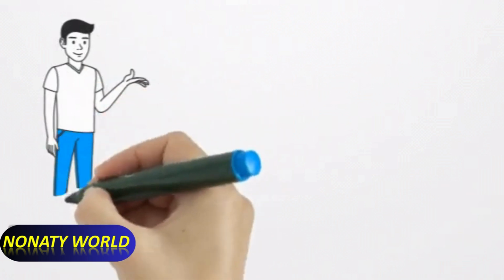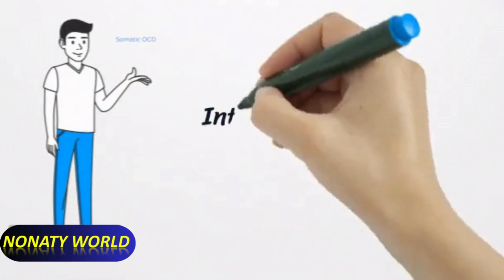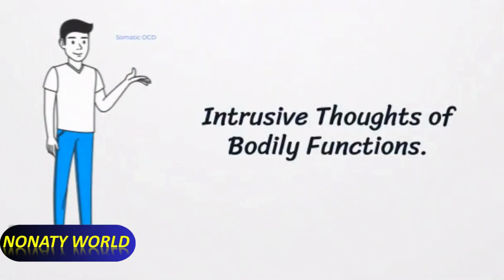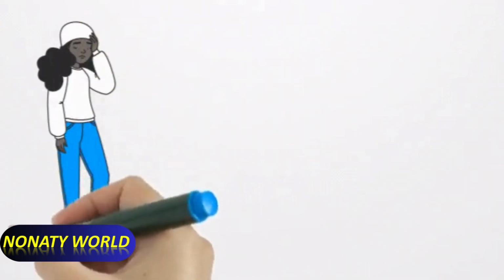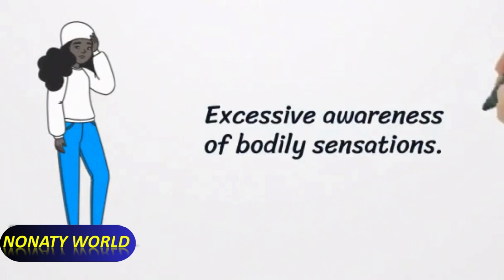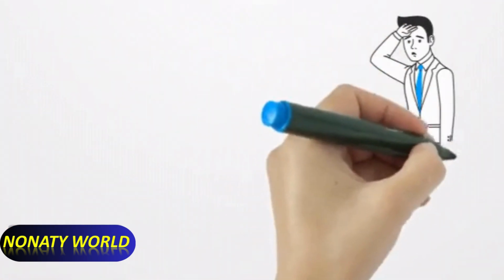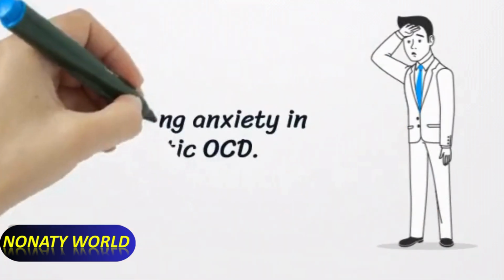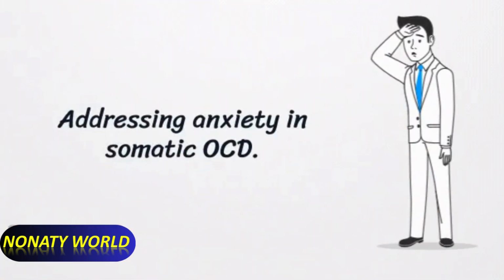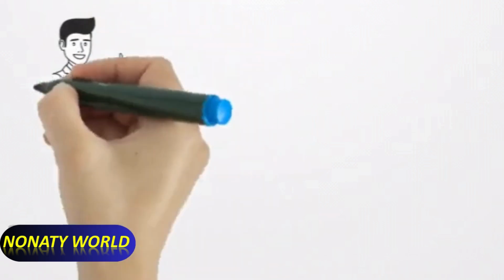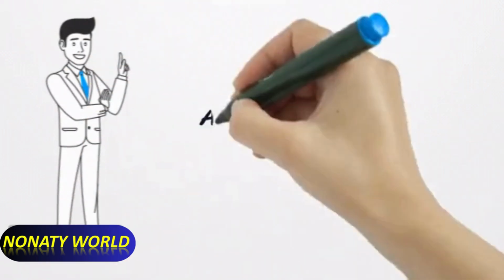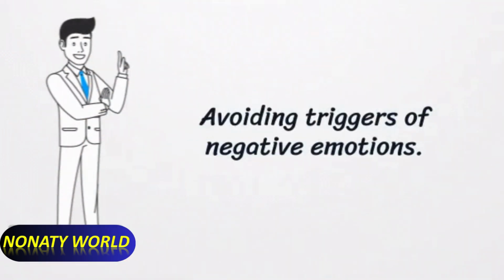1. Having intrusive thoughts about automatic bodily processes and sensations all the time. 2. Hyperawareness to the point of disrupting daily activities regarding particular body sensations. 3. Repeating actions in order to alleviate anxiety resulting from somatic OCD. 4. Keeping away from events and activities that could cause upsetting thoughts.